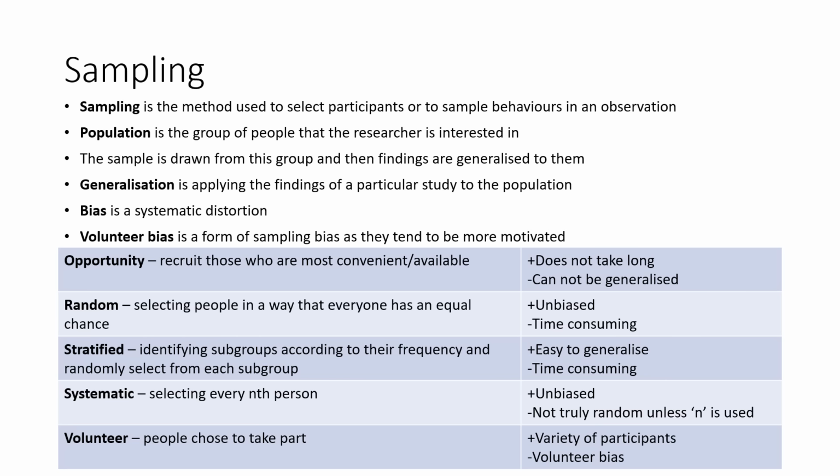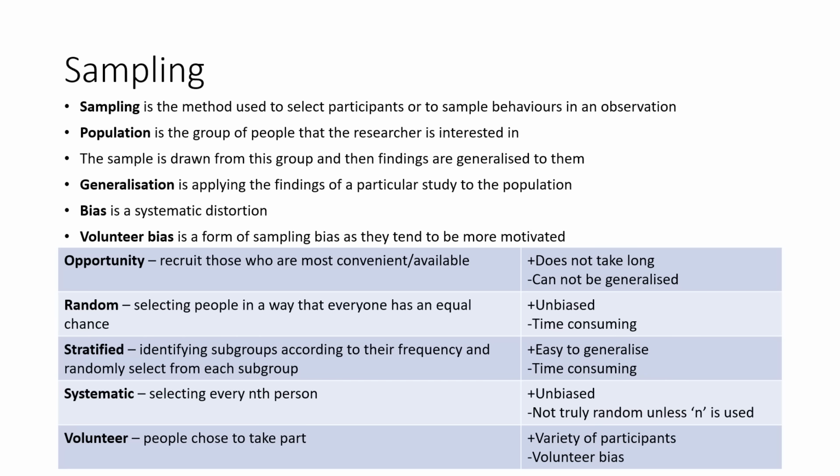So firstly, there is opportunity, which is basically recruiting those who are most convenient or available. It's a fairly quick sampling process, but the results are harder to generalise with a good range of validity. Random is when you select people in a way that everyone has an equal chance, which is unbiased but is time consuming because you've got to create a list of all the people within a population and then select from it.